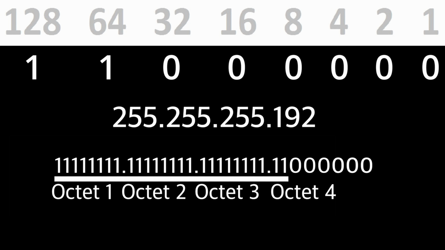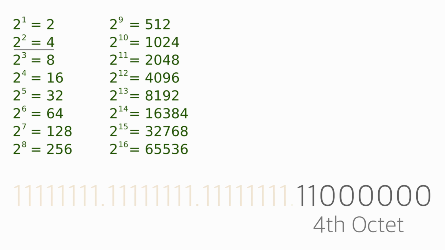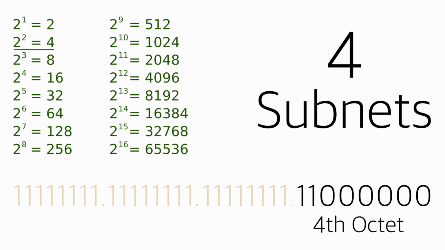So the subnet mask will now be 255.255.255.192 and the CIDR notation will be /26. Now we need to work out the amount of subnets we'll have and the amount of hosts per subnet. We can use the powers of 2 again. We have 2 binary bits in the 4th octet, which is being used for the network portion. 2 to the power of 2, or 2 times 2 equals 4. So we have 4 subnets that we can use.